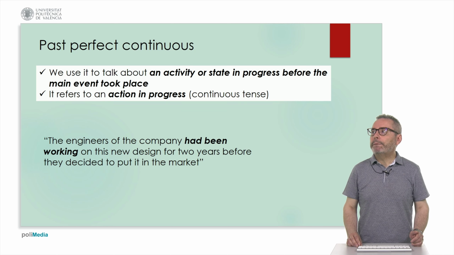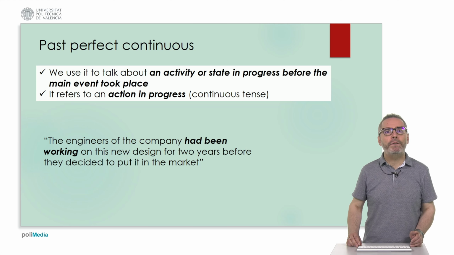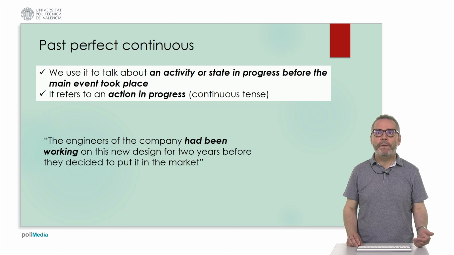Then we also have a past perfect continuous verb form. And we use this to talk about an activity or a state in progress before the main event took place. Again, as it is a continuous verb tense, it refers to an action in progress. We can see it in the example. The engineers of the company had been working on this new design for 2 years before they decided to put it in the market. Again, we have an action in progress, which is a past of a past.